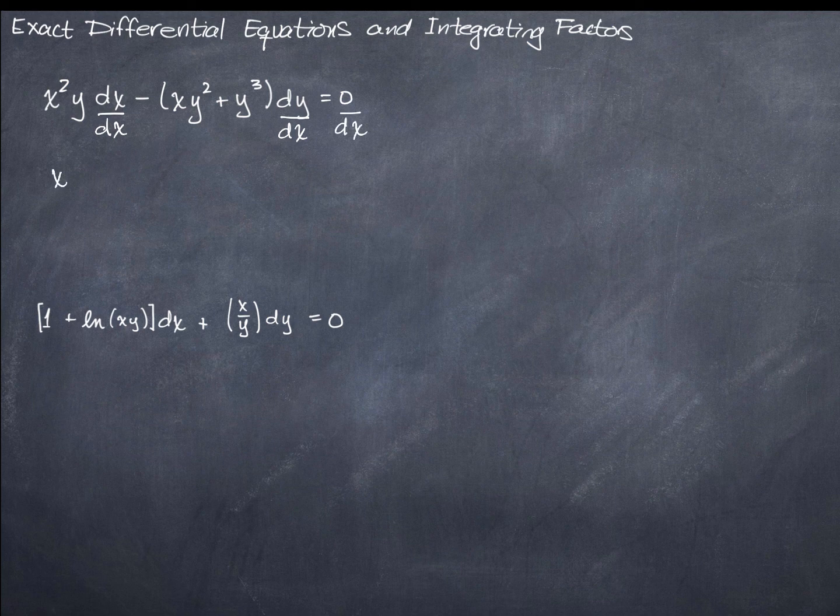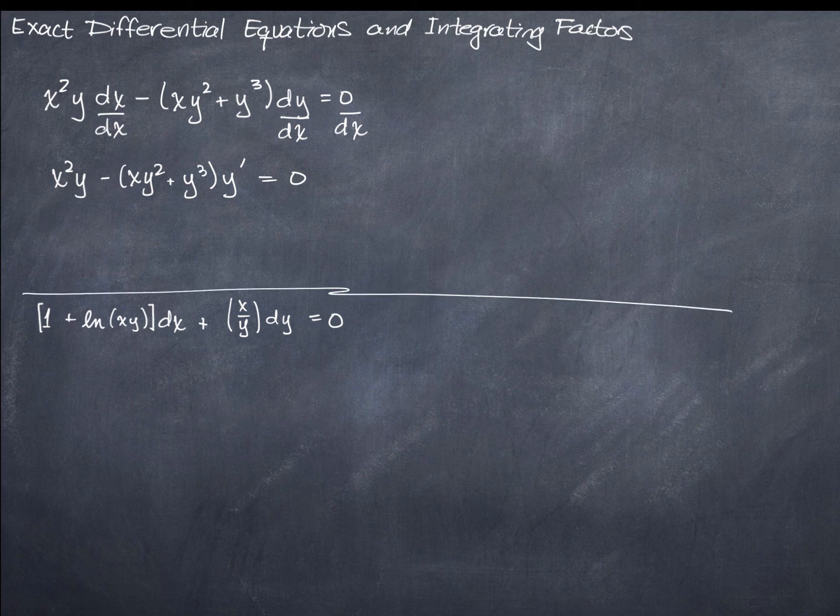And I get x squared y minus x y squared plus y cubed y prime equals 0. And now to test whether or not there's a solution, I'm going to take the partial derivative of the first function with respect to y. This is the one that's attached to the y prime, right?